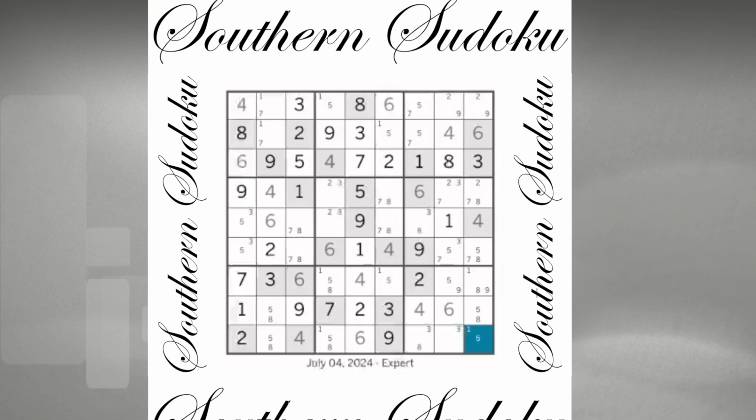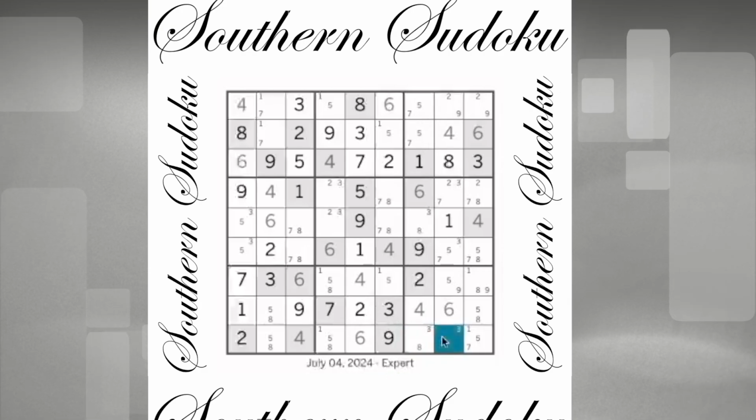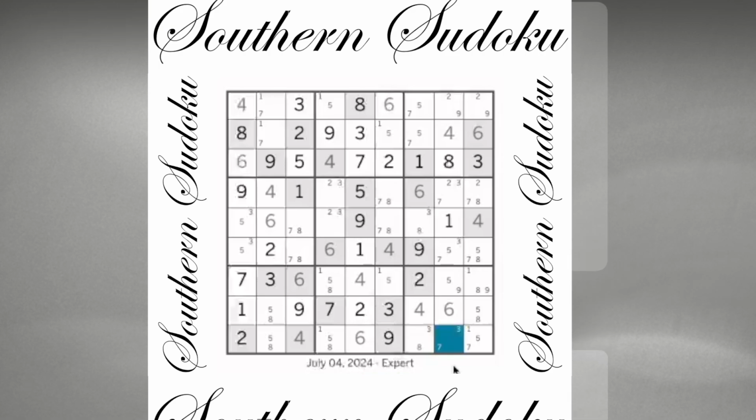It can be a 6. It can be a 7. Matter of fact, 7's going to be in this line. And that can't be it, because those two have the 7. 7 can be there. 8. It can be an 8, but it can't be a 9.